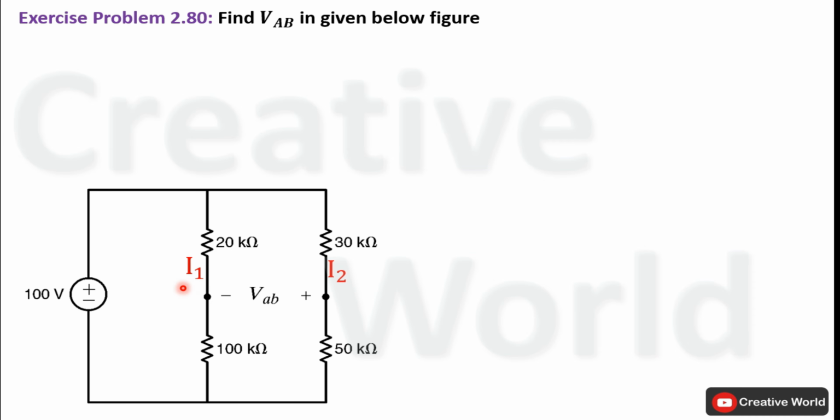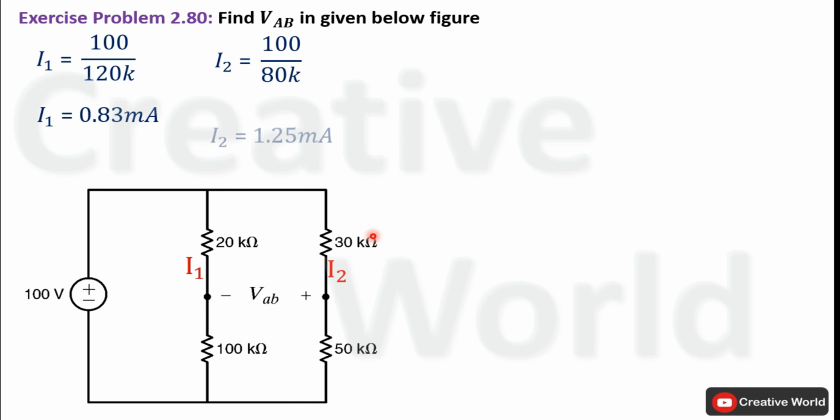The value of I1 will be equal to 100 divided by the sum of both resistances, because these resistances are connected in series. I1 will be equal to 100 divided by 120K. The value of I1 will be 0.83 milliampere. Similarly, I2 will be calculated by dividing 100 volt by 80 kilo ohm. The value of I2 will be 1.25 milliampere. We have calculated these branch currents.